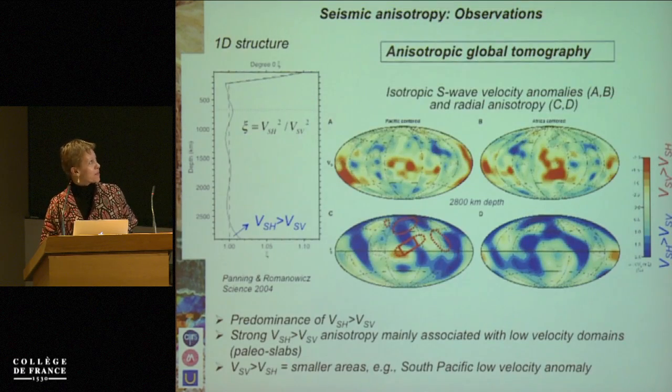So there's data of this kind. There is also global data from anisotropic tomography. So here are the seismic velocities. Here is the radial anisotropy. And you see there's quite strong radial anisotropy, with SH faster than SV in many places. If you do an average 1D model, you clearly have SH faster than SV. You have some regions, the red dots here, where SV is faster than SH, but they're in much smaller areas in the mantle.